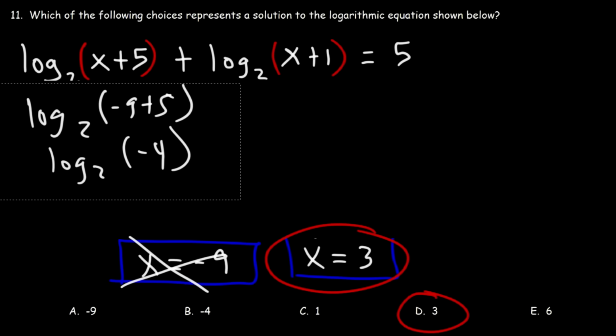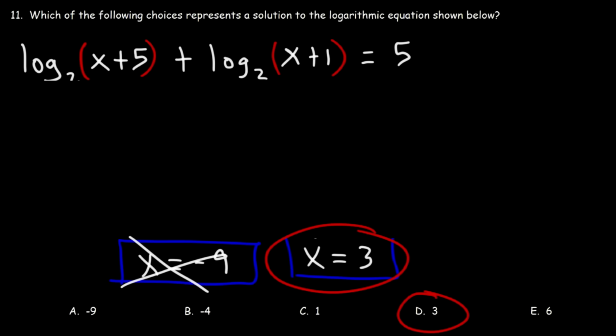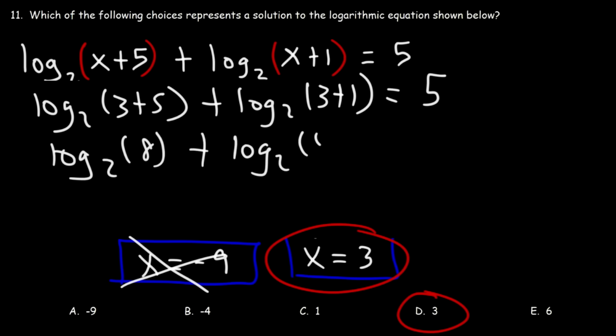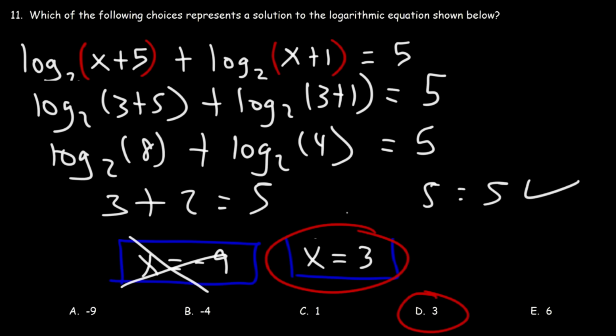And if you want to check it, it's going to equal 5. So here we're going to have log base 2 of 3 plus 5, and then log base 2 of 3 plus 1. Let's make sure that it's equal to 5. So 3 plus 5 is 8, and 3 plus 1 is 4. Now log base 2 of 8, how many 2's do we have to multiply to get to 8? That requires 3 2's. How many 2's do we need to multiply to get to 4? That's 2 2's. So 3 plus 2 is 5. We can see that the solution is correct. So D is the right answer choice.